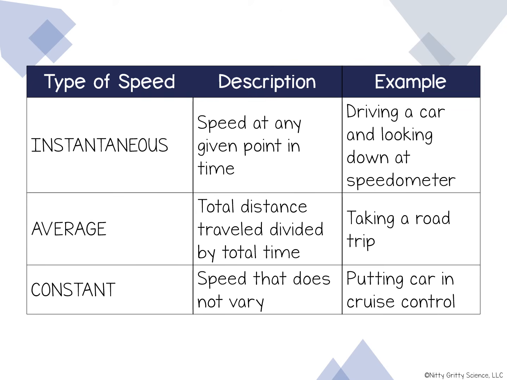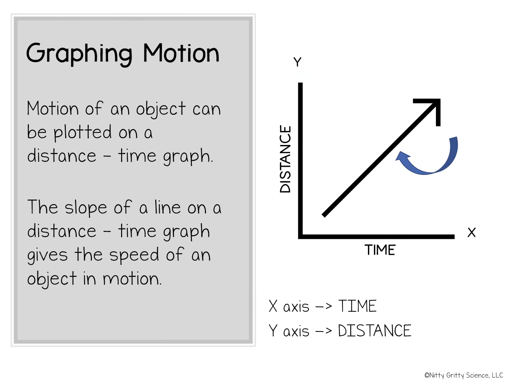Instantaneous speed is the speed at a given point in time. A good way to determine instantaneous speed is to use a speedometer. For instance, a speedometer shows how fast a car is going at one point in time or at one instant.